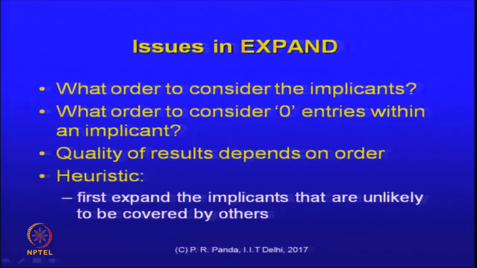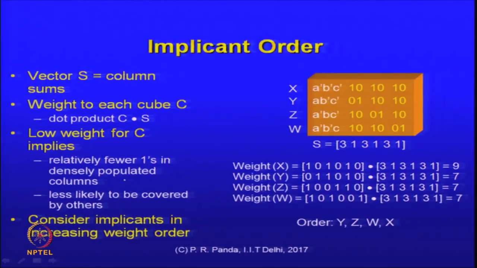The heuristic could be that we expand those implicants first that are unlikely to be covered by others. Let us just quantify that with an example. Here is my set of implicants x, y, z and w, and that is the table for those implicants. The question is, which one is unlikely? So, which one should I start processing first, x, y, z or w?